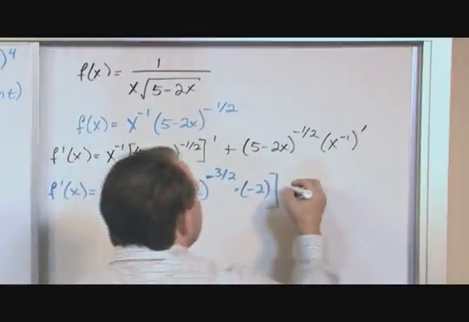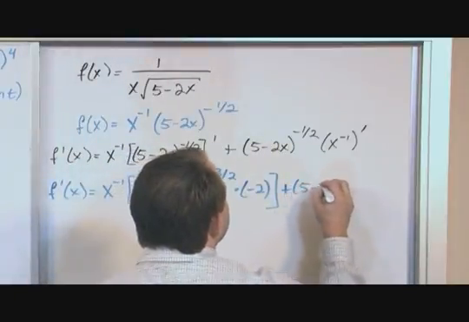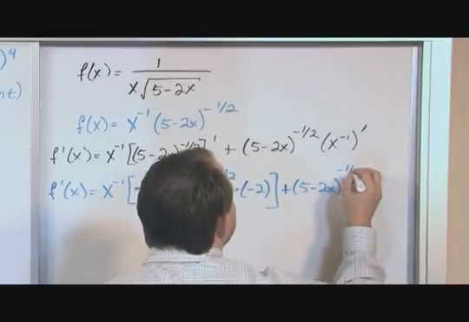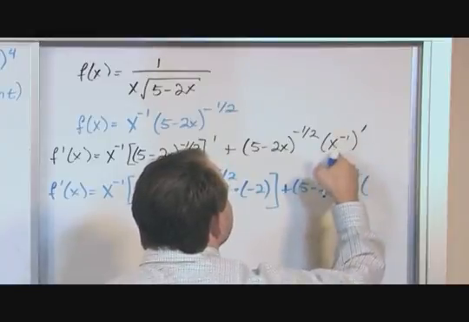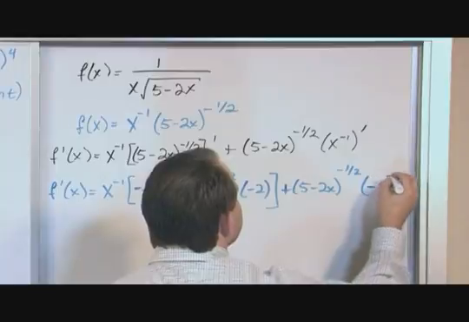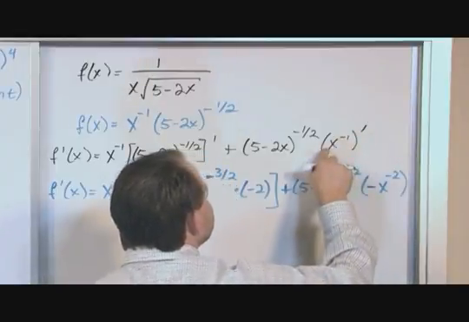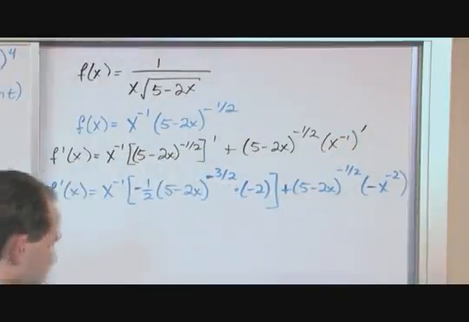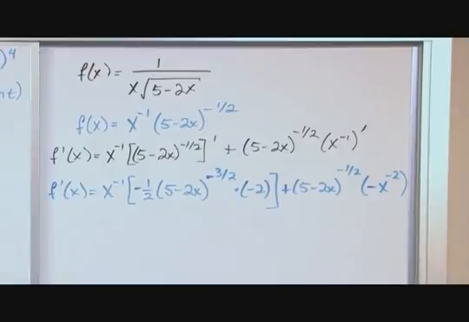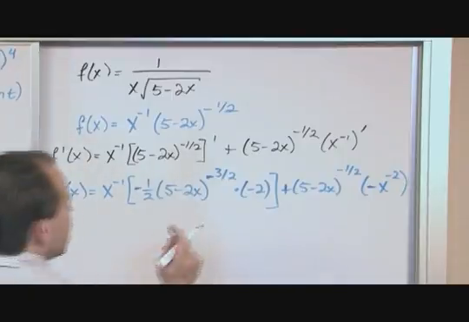But then here I have 5 minus 2x to the negative 1/2. And then here, what is the derivative of this? It's negative x to the negative 2. Take the negative 1 down, subtract 1 off the exponent. All right, so that is essentially the answer. If you were going to just stop right there, if you had 5 minutes left in your test, that's the answer. But notice that we can simplify.